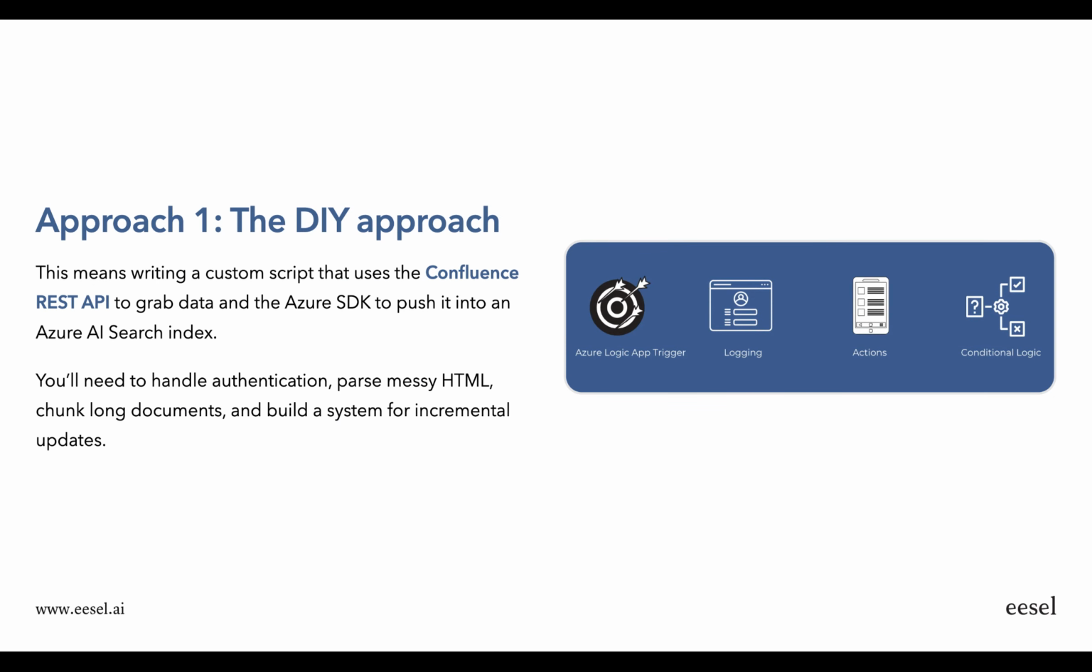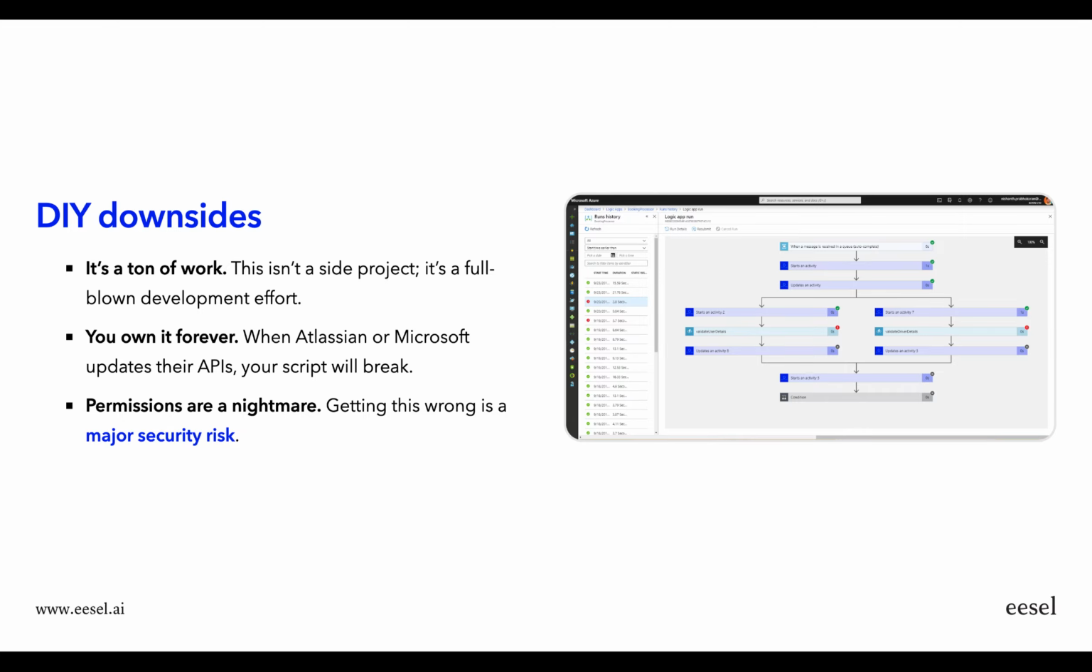First up is the DIY approach, which many engineering teams initially consider. This typically involves writing a custom script, often in Python, to use the Confluence REST API to pull data and then the Azure SDK to push it into your Azure AI Search index. However, the DIY route comes with significant downsides. It's a massive upfront development effort, requires continuous maintenance as APIs change, and most critically, accurately mirroring Confluence's complex permissions is a nightmare, posing a major security risk if not done perfectly.